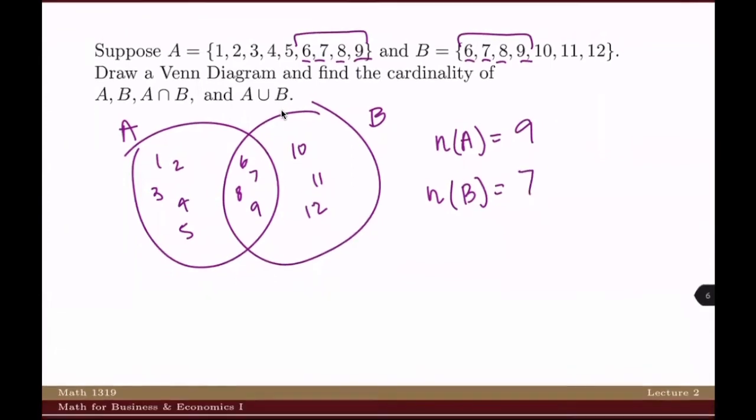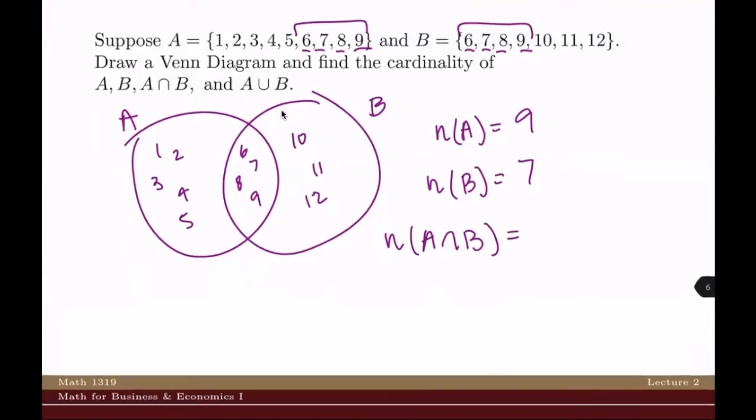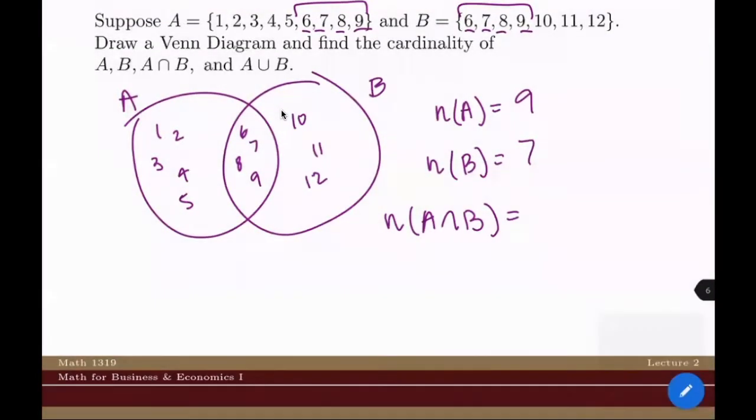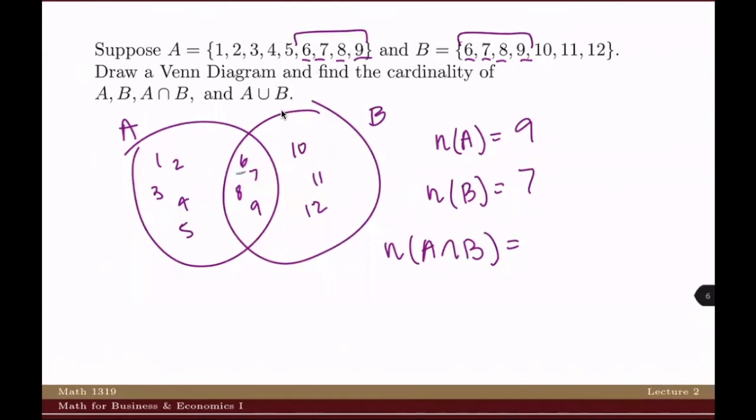Next, we are asked to find the cardinality of A intersect B. A intersect B is going to be the amount of numbers in the intersection. So we have 1, 2, 3, 4. 4 numbers in our intersection of A and B.